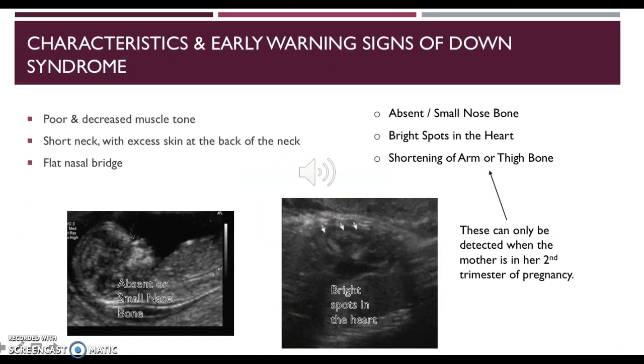On this slide, I talk about the characteristics of Down syndrome and the early warning signs. In characteristics, I posted poor or decreased muscle tone, short neck with excess skin at the back of the neck, or a flat nasal bridge. The early warning signs, which can only be seen after the mother is at least in the second trimester of her pregnancy, are the absent or small nose bone, the bright spots in the heart, or the shortening of the arm or thigh bone.